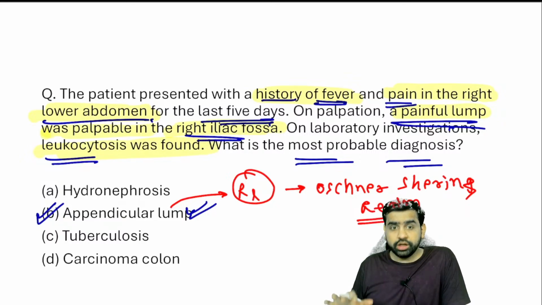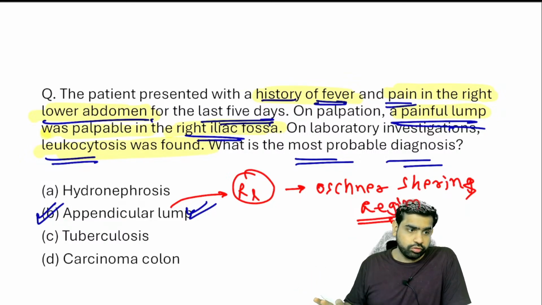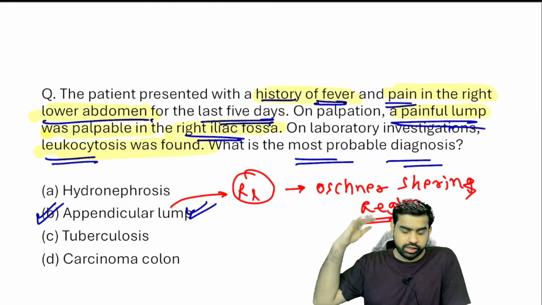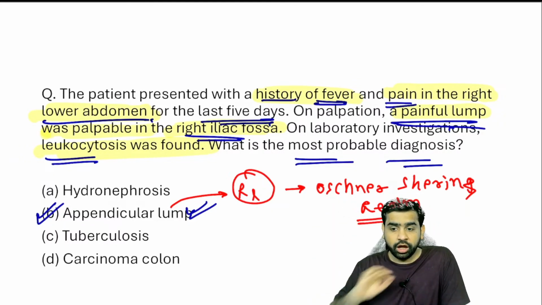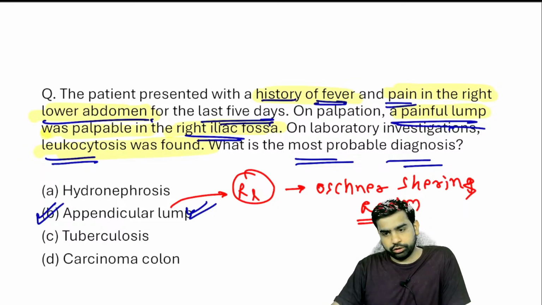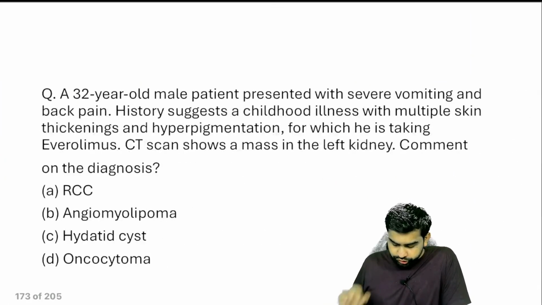Okay, you understand my point? So in the Ochsner Sherren regimen, you give the antibiotics to the patients, and then you do the appendectomy after, let's say, 6 weeks to 8 weeks, 12 weeks or something like that. So later on you perform an appendectomy. Okay, that is the Ochsner Sherren regimen.